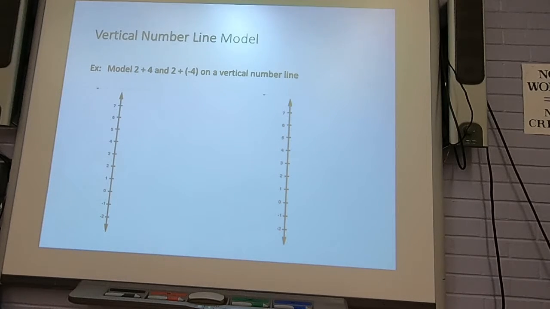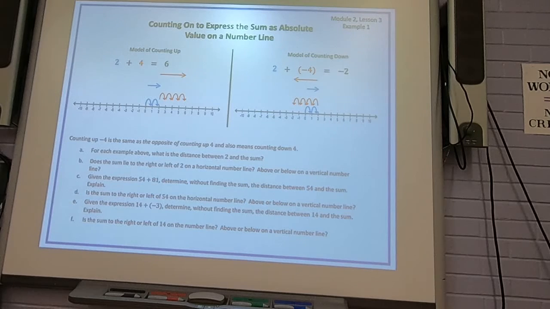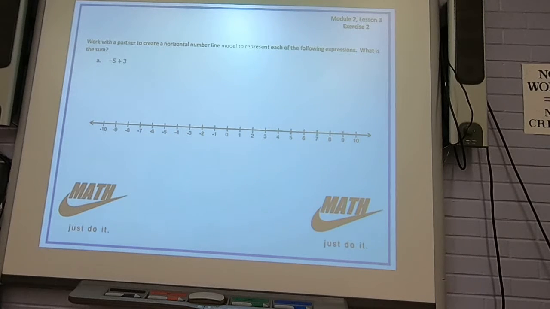So basically they do the same thing on the next example, so I'm not going to do them again. But go ahead and go to exercise 2 and we'll work the first one together and then you'll work some on your own. So the first one is negative 5 plus 3.